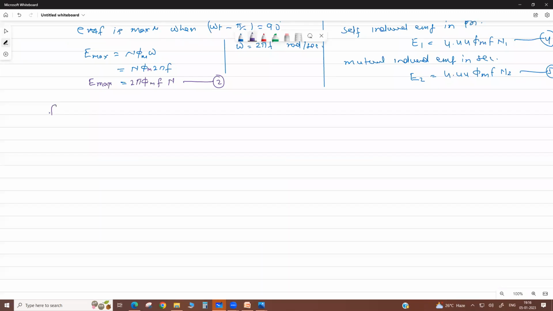From now we go further from equations 4 and 5. If equation 5 is divided by equation 4, then E2 by E1 equals, other things being cancelled, N2 by N1. Okay, it is equation 6.